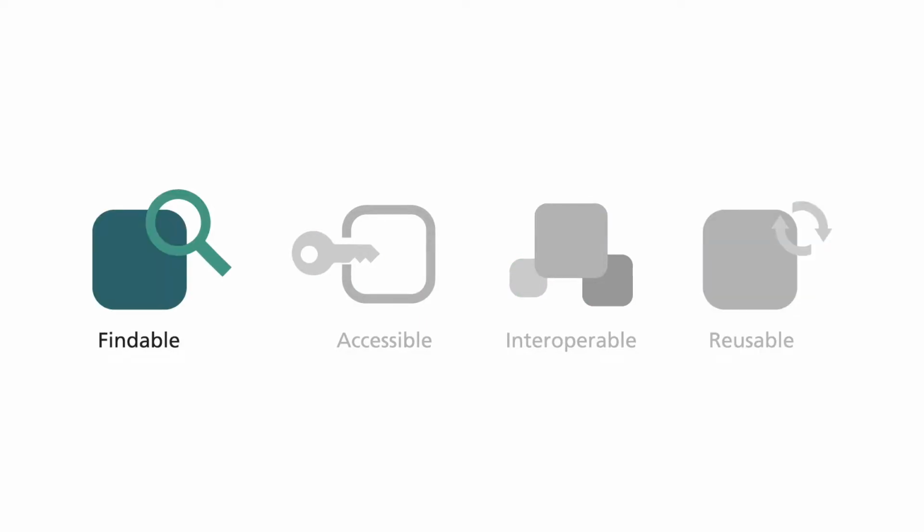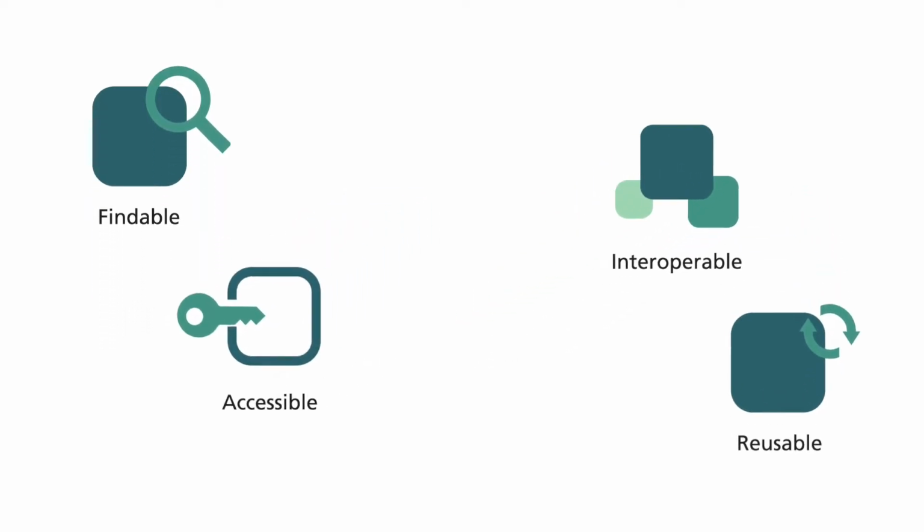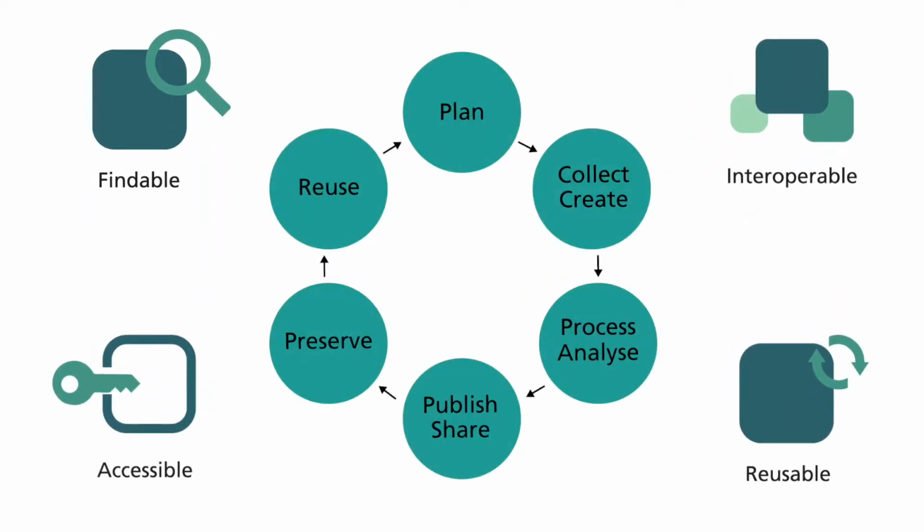Findable means that others can discover your data. Accessible means that your data can be made available to others. Interoperable means that your data can be integrated with other data or can be easily used by machines. Reusable means that your data can be used for new research. These 4 principles should be applied throughout the entire data lifecycle, and they are closely interconnected.